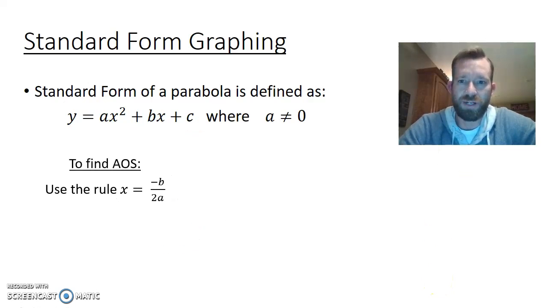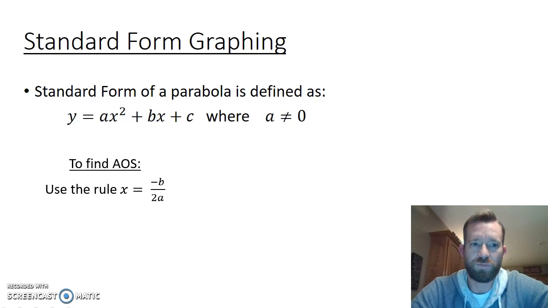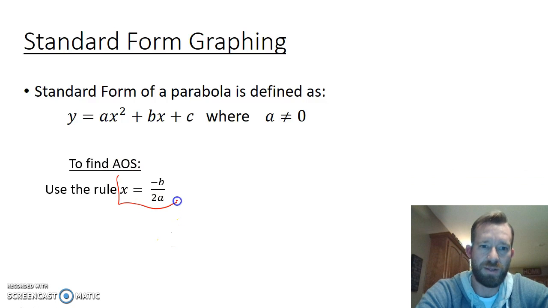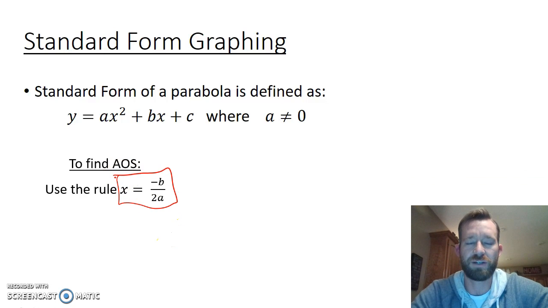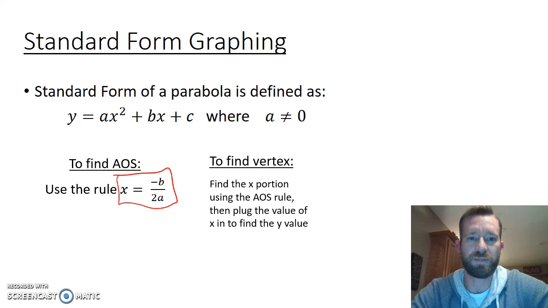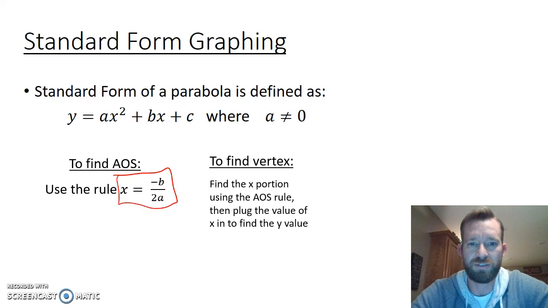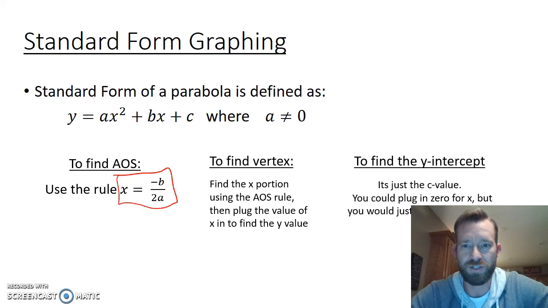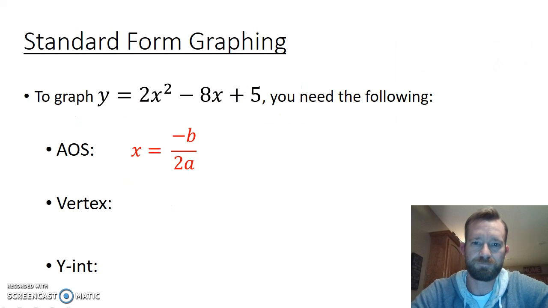As we go through here, there's a few rules to know. One, this is the only rule you have to memorize really: x equals negative b over 2a. We'll show you that in an example in a minute. To find the vertex, you need to use the AOS, then plug the value in to find the y value. And then for the y-intercept, all you have to do is look at c. That's it. So the y-intercept should be relatively easy.